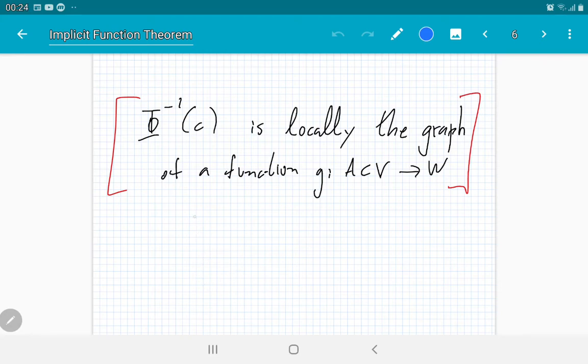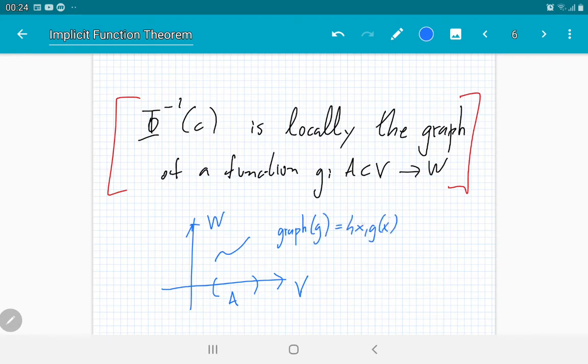So what's the graph of a function? Well, let me draw it schematically, pretending that V is here, W is here. The graph of a function is, I take the A here, I draw the graph, and I have this set of pairs. So graph of g is just a set of pairs x, g(x), where x belongs to A, and this is a subset of the Cartesian product of V times W, like in this graph here. So a graph, by definition, is just a subset of the Cartesian product with this structure.